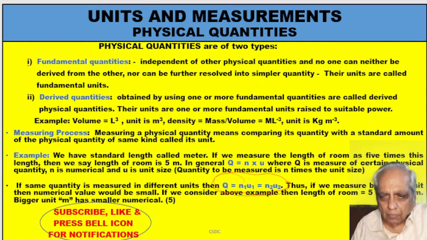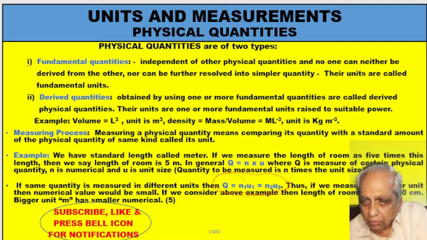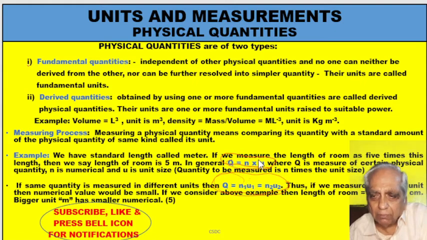So now we can say that the quantity is equal to n multiplied by the unit. Unit is written by u. So we will say Q is equal to n multiplied by u. It is written here. So Q is equal to n multiplied by u. So n is the number of times, u is the unit, meaning one length.